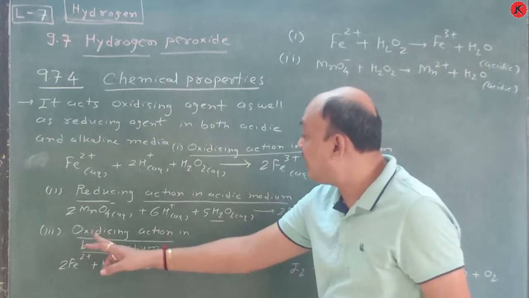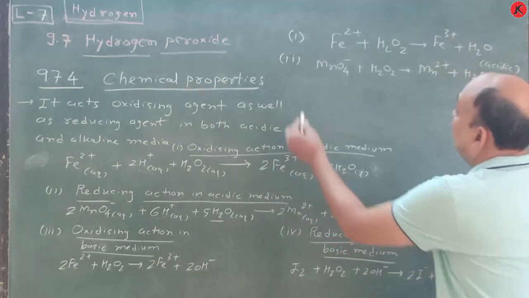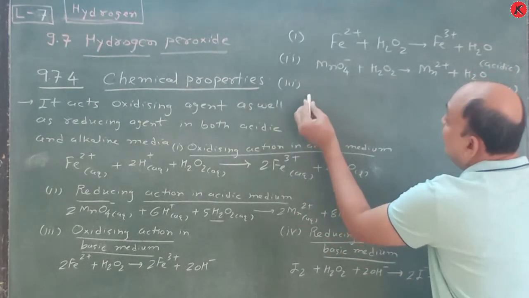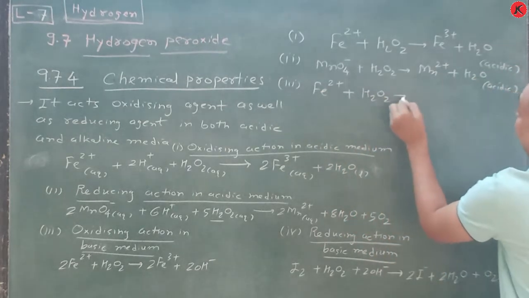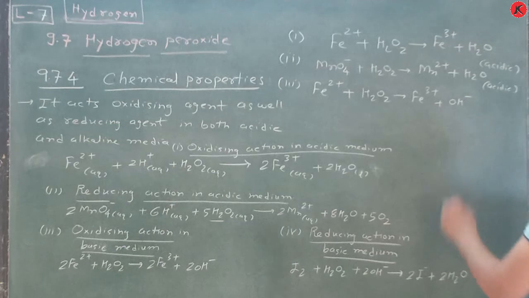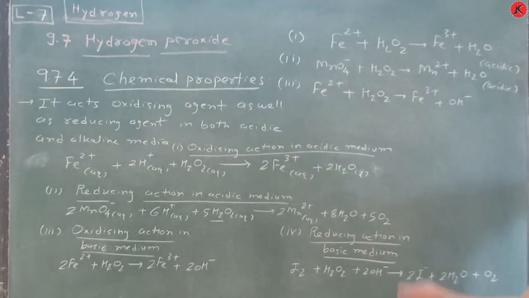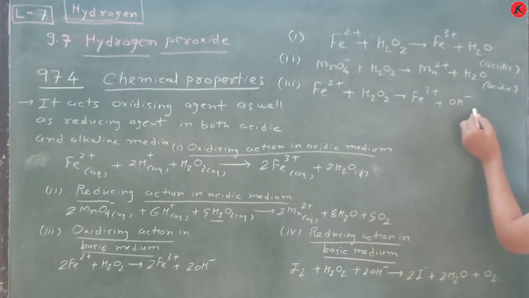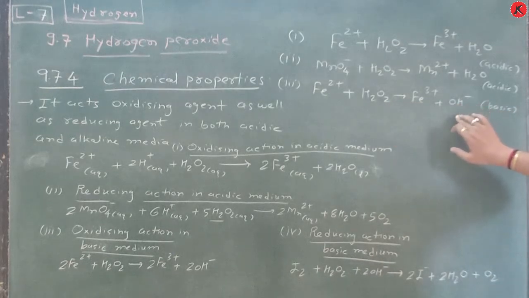So the third is oxidizing action in basic medium. This is your homework once again. The third one is this, a very easy reaction. Fe+2 plus H2O2 gives Fe+3 plus, here write down OH minus, in terms of twice OH minus. So you write this according to basic medium. H2O2 is converted to OH minus. From that, if you write H2O2 converted to H2O, then also no problem.